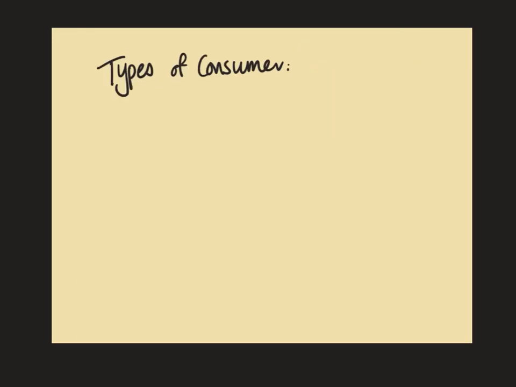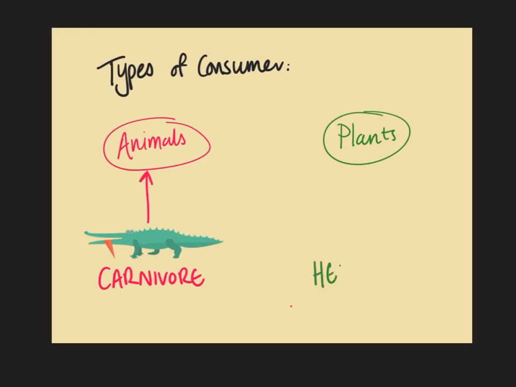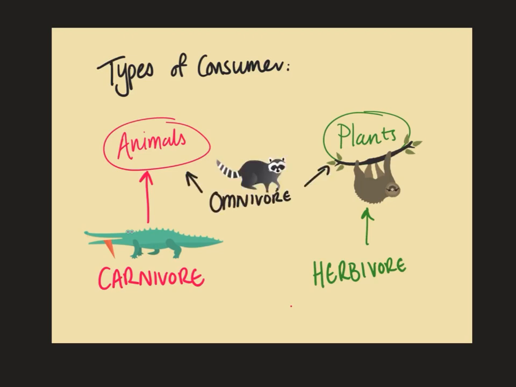So when we talk about types of consumer, we need to think about what these consumers are eating. So we've got animals that are essentially meat and plants, which are essentially veg. Animals that eat only meat or only other animals are known as carnivores. So an example of that would be a crocodile. If you are an animal that only eats plants, like a sloth, you are a herbivore. And if you like a bit of both, so if you eat both plants and animals, you're known as an omnivore. So raccoons are omnivores because they will quite happily eat vegetables, but they will also eat meat if they have to.